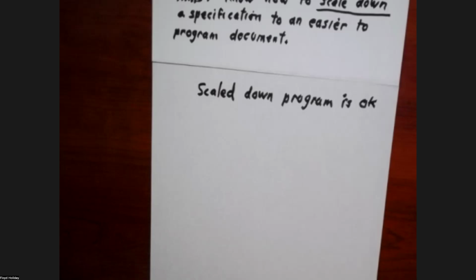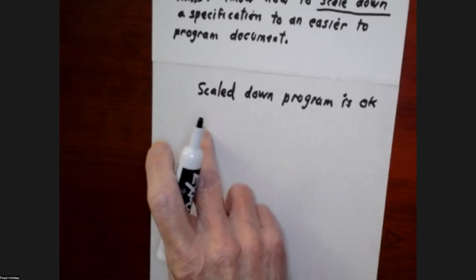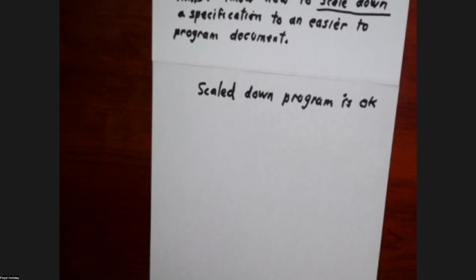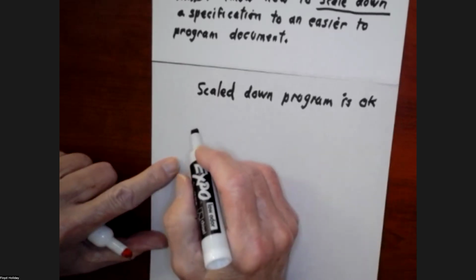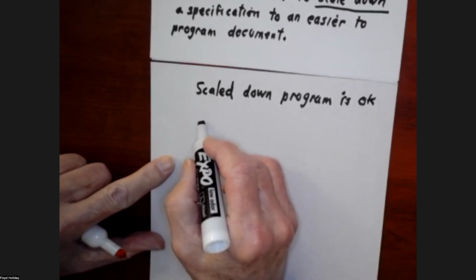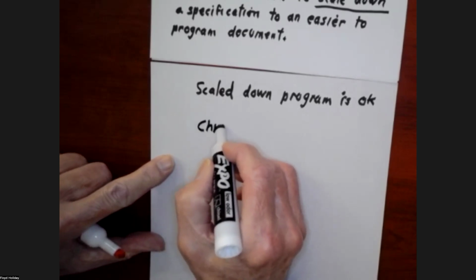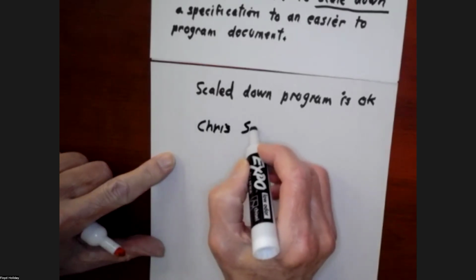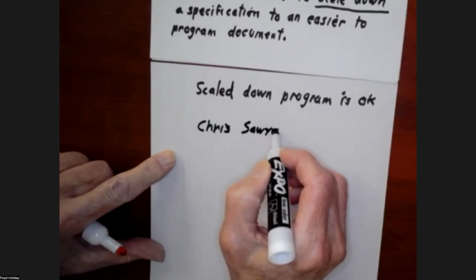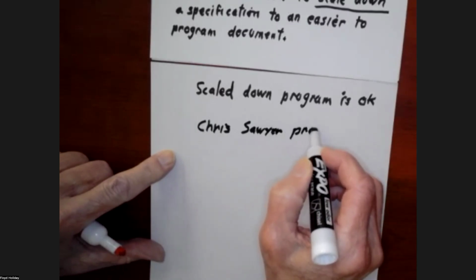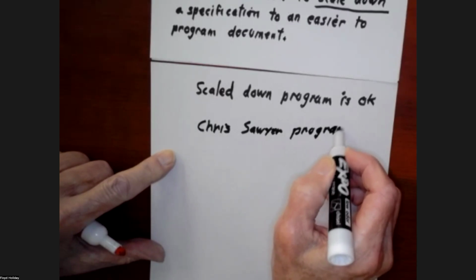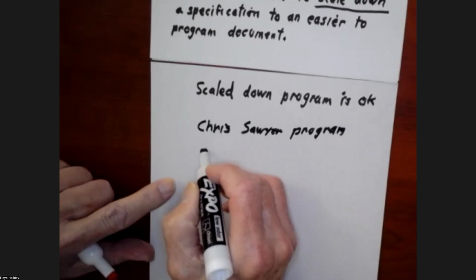So I talked sometimes in the past, I would say, you can send me this Chris Sawyer program, if you can't figure out the one I gave you. The Chris Sawyer program says happy birthday 47 times.